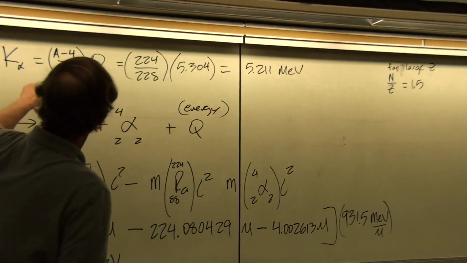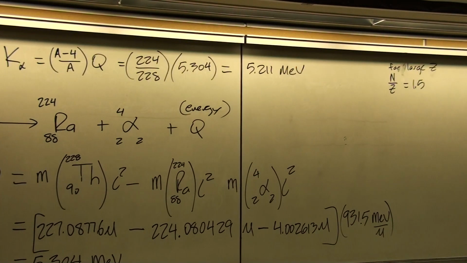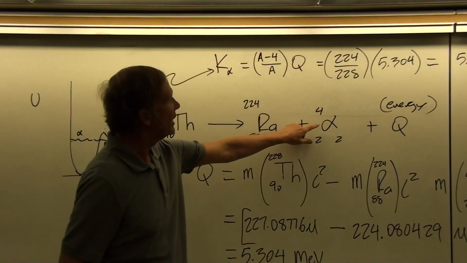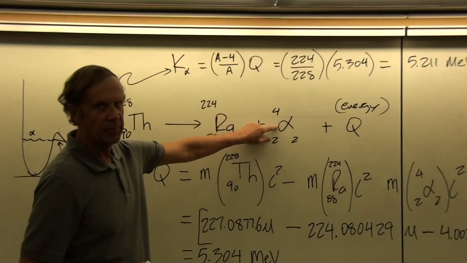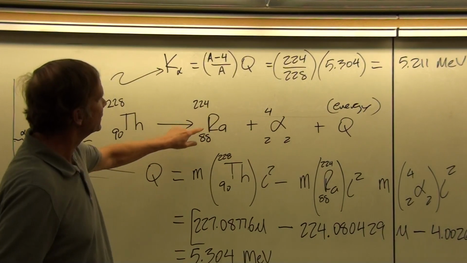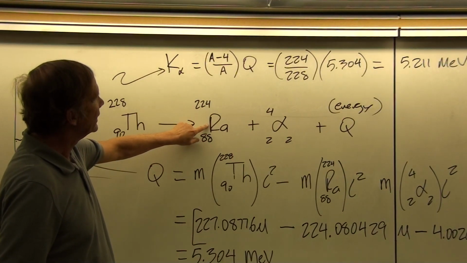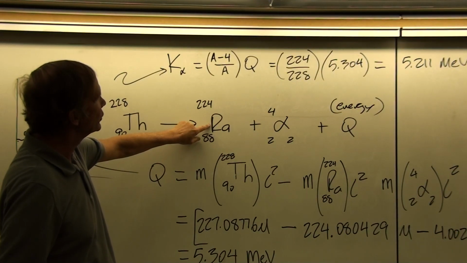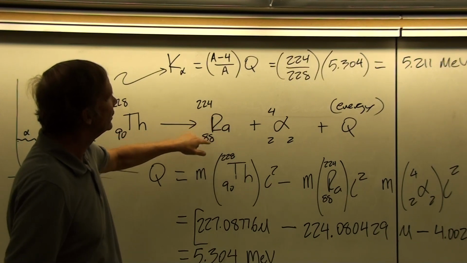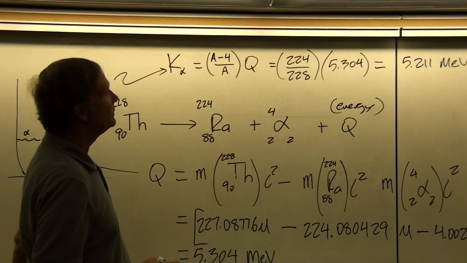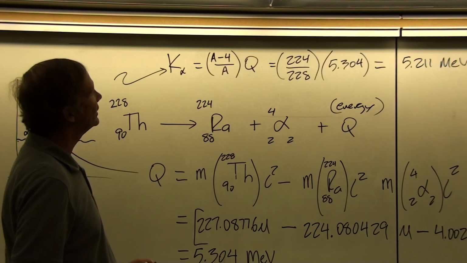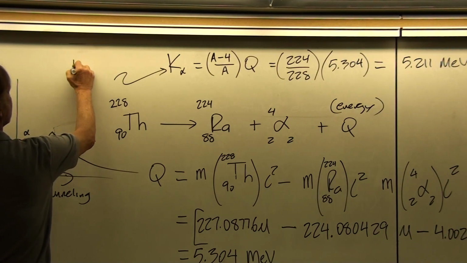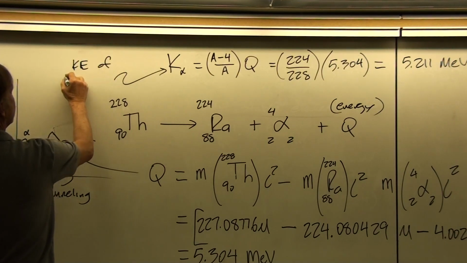So the vast majority of the kinetic energy of this reaction goes into this very rapidly moving alpha particle. And very little of it goes into the recoil kinetic energy of the radium. Okay, so here we're looking at just maybe a percent or 2 of the total energy goes into the radium, and something like maybe 99% or more of the energy goes into the alpha particle. So this is the kinetic energy of the alpha particle.